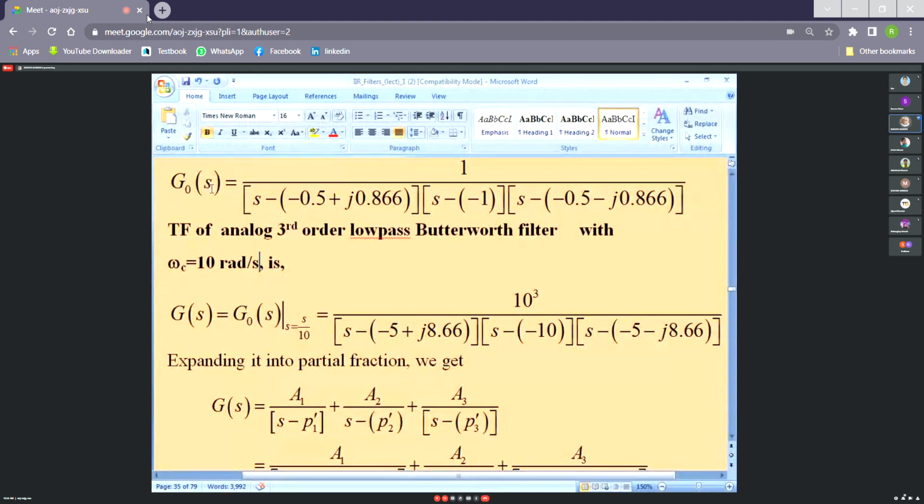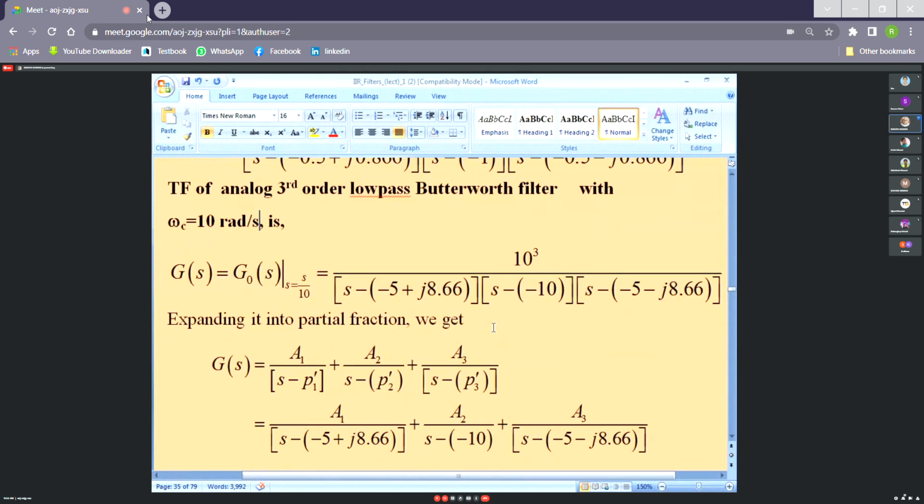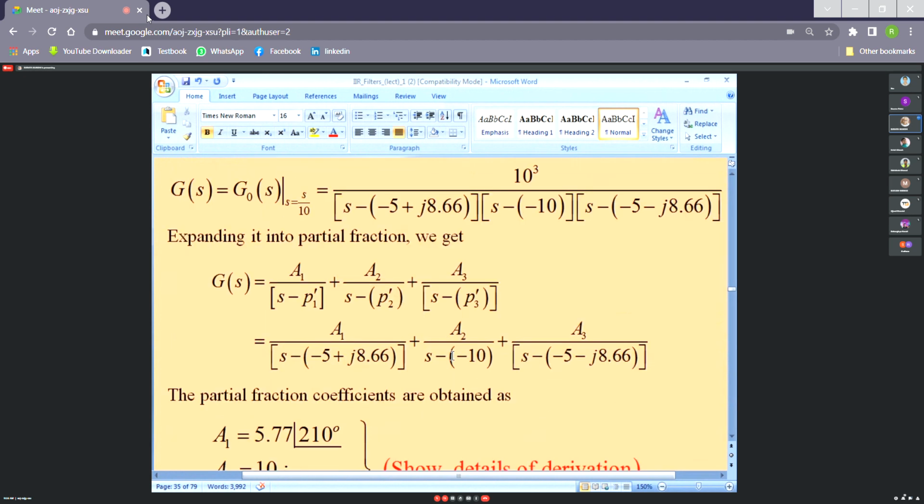Simply in the expression for G0(s), you have to substitute s with s by 10. So that is the expression for G(s). Recall, what did we do in the impulse invariant transformation method? We expressed G(s) in terms of partial fractions, and these coefficients A1, A2, A3 are to be evaluated.